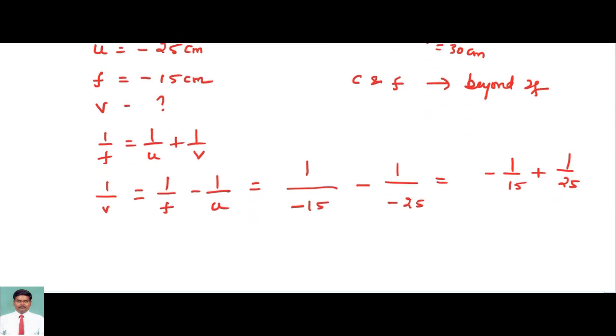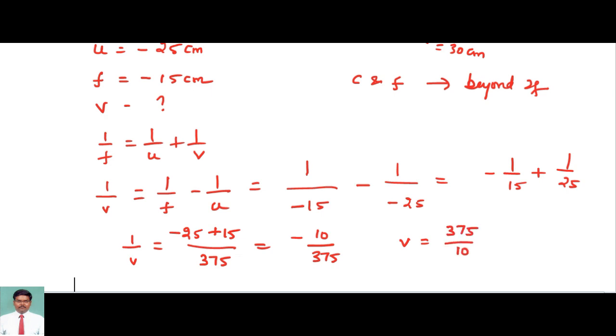So now we are going to further simplify it to try to get the value of v on cross multiplying and adding. 15 into 25 will be 375, and it will be minus 25 plus 15, that will be equal to minus 10 by 375. So v is equal to 375 by 10, and v is equal to 37.5 centimeter, with the minus sign.